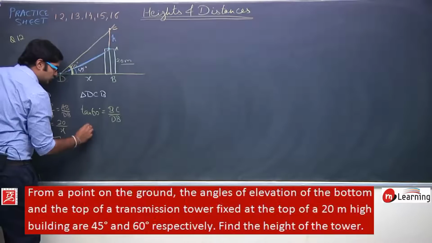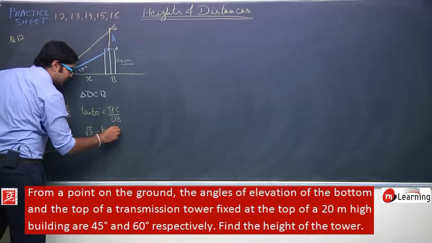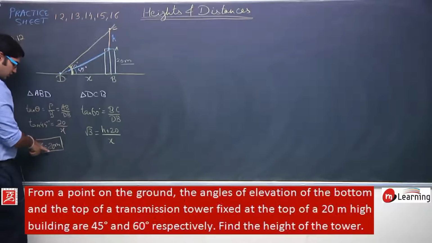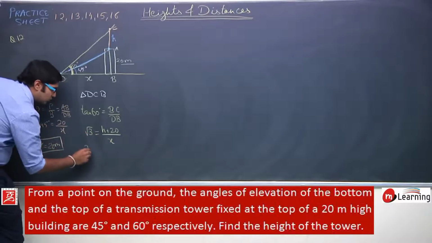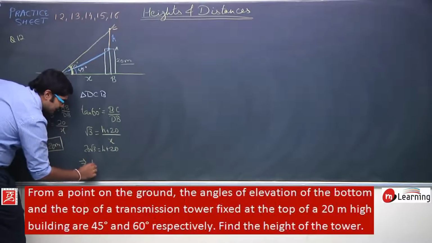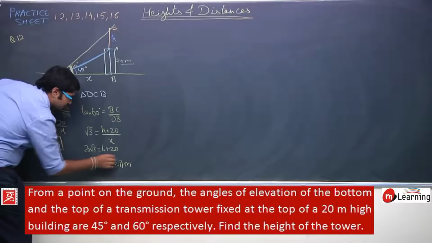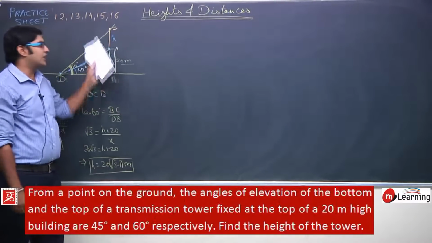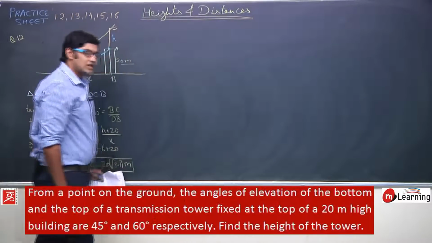Now tan of 60 degree is root 3 is equals to BC, this length, BC is H plus 20, divided by BD is X, okay. So what is X? X is equals to 20 meters. So if I shift X here, I will get 20 root 3 is equals to H plus 20, which implies H is equals to 20 into bracket root 3 minus 1 meters. This is the value of H that you will get. Now what is H? H is the height of the tower, height of the transmission tower, okay. So we have calculated the height.